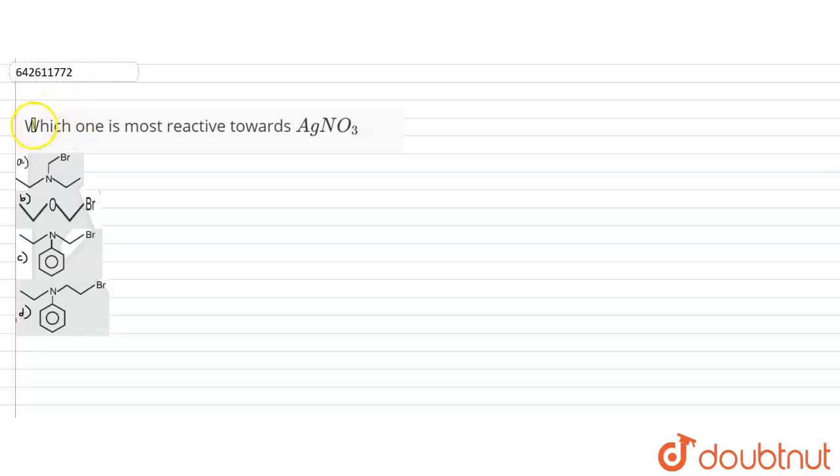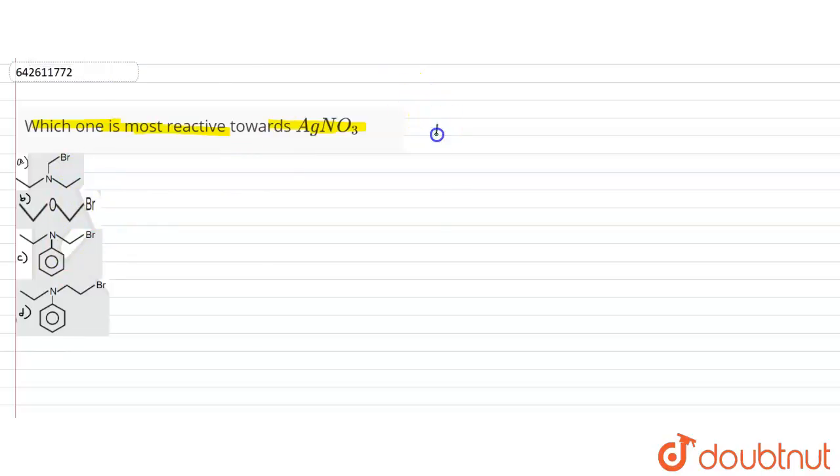Hello, so the question is: which one is most reactive towards AgNO3? We have to find out which of the following compounds is most reactive when we react it with AgNO3. Here there are alkyl halides, so alkyl bromides.